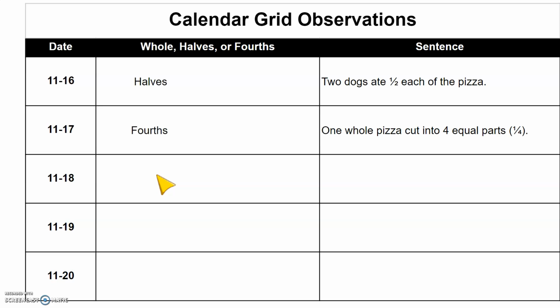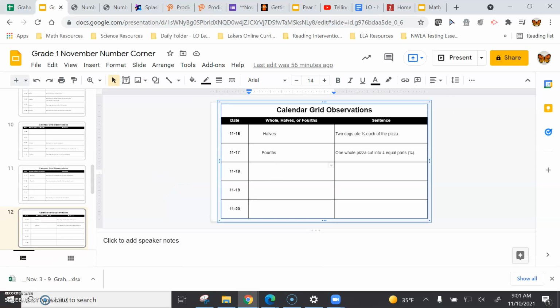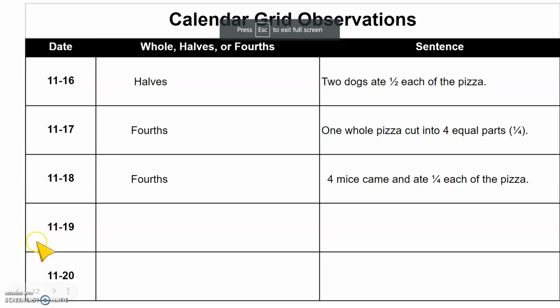So we have fourths here. And this time what we're going to put is 4 mice came and ate 1/4, one out of the 4 pieces of each of the pizza. So we've said that 4 mice came and ate 1/4 each of the pizza. Remember, each one had the same amount.